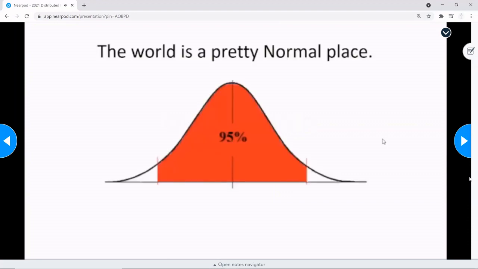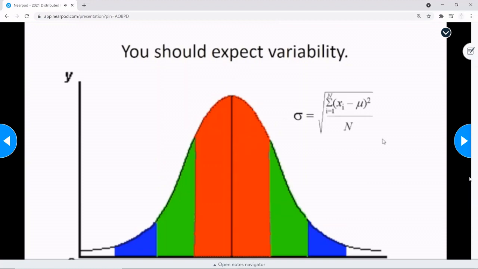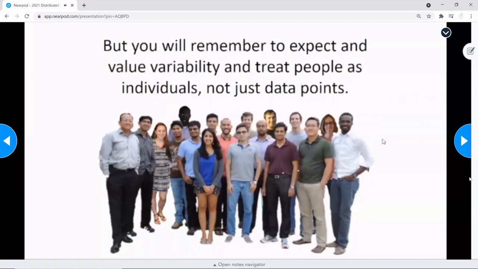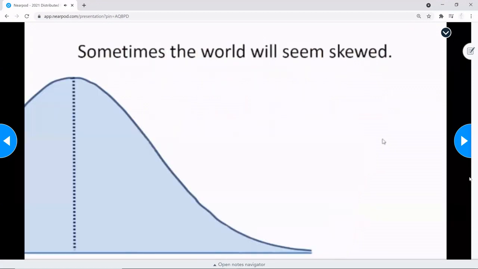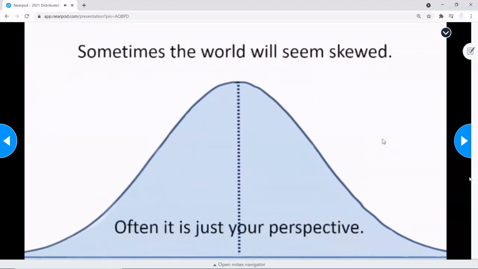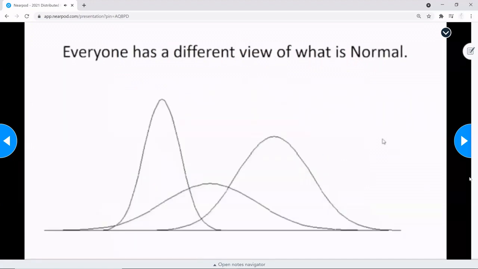The world is a pretty normal place, and while most days will be fairly average, you should expect variability. You may find yourself in a position where it is simpler to treat groups of people based on their averages. This could happen in your jobs. But you will remember to expect and value variability and treat people as individuals, not just data points. Sometimes the world is going to seem skewed to you, but typically it's just your perspective and which direction you're looking. Everyone has a different view of what's normal.